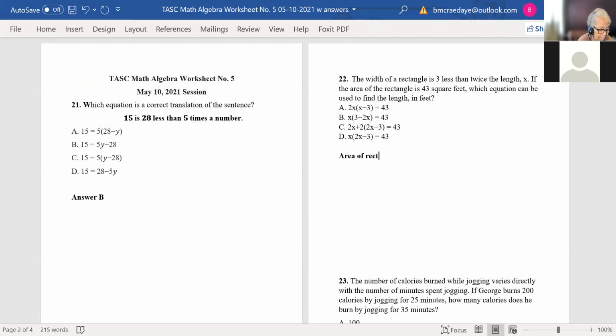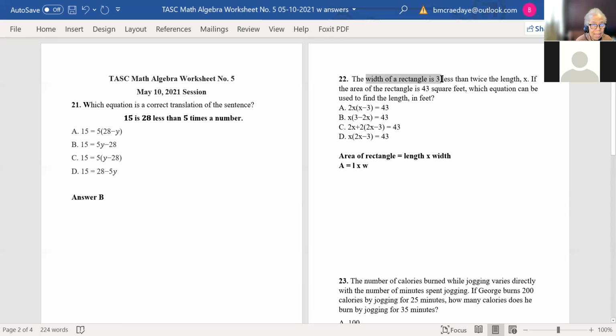So area of a rectangle equals length times width. Okay, very good. Now let's just write this as A equals L times W. Now, Maureen, tell me how to write this.